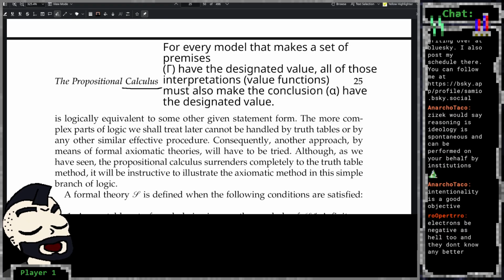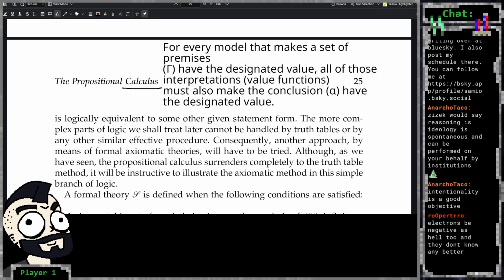Now, we saw that this has a problem. Truth tables, while very visually striking and very clear, are computationally prohibitive. We could do them. They are valid. But it becomes very difficult to actually crank them out because truth tables grow exponentially.